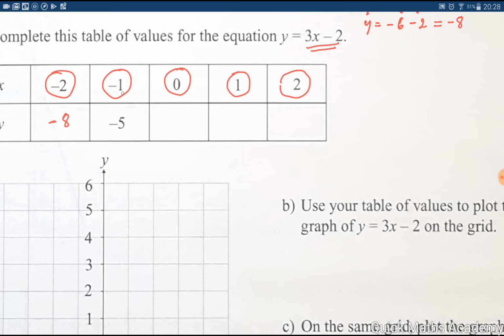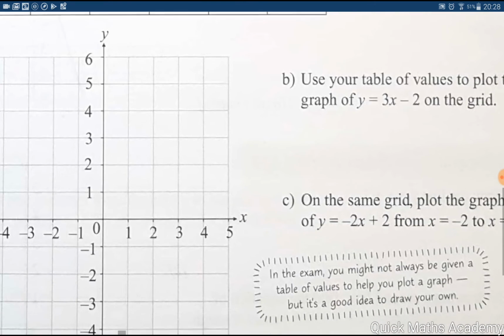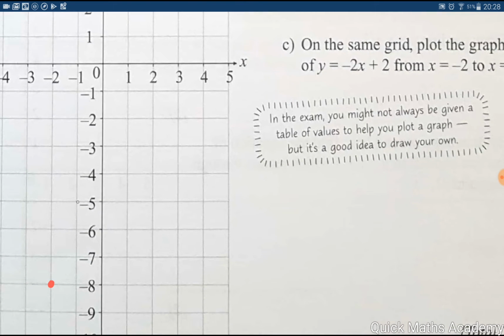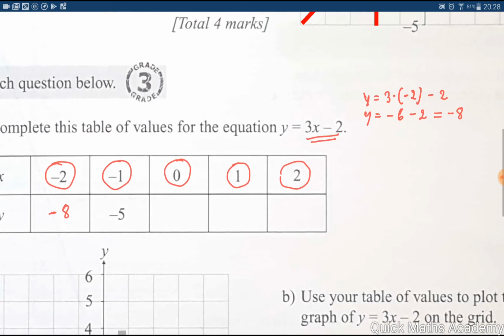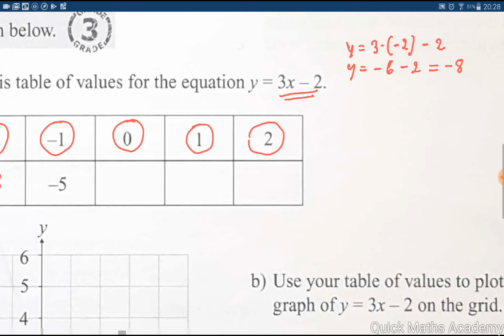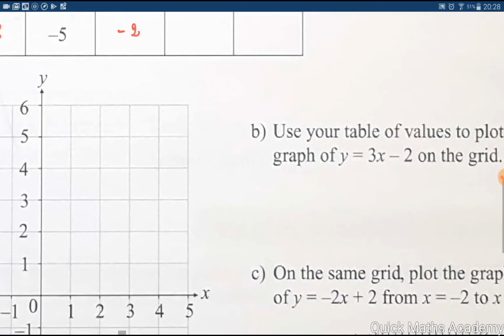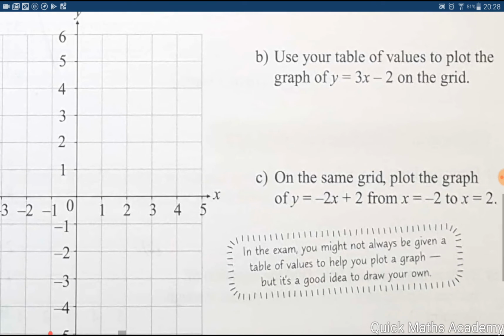Okay, the next one, -1, -5. They already know the -5. -1, -5 is this point here. The next one, if x is 0, what I have is y will be 3 times 0 minus 2. So y will be 3 times 0 is 0, so y will be -2 only. So my point will be 0, -2. x is 0, y is -2.